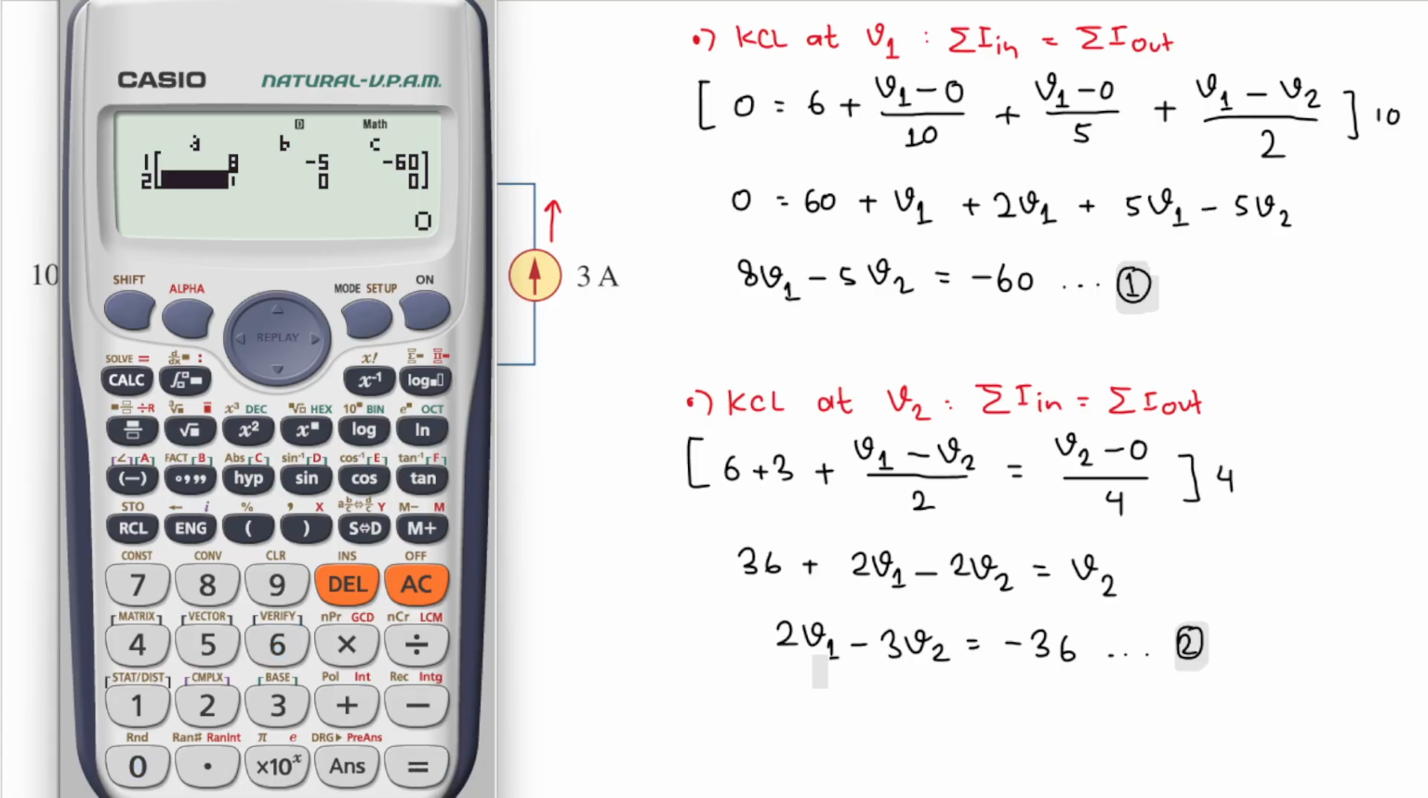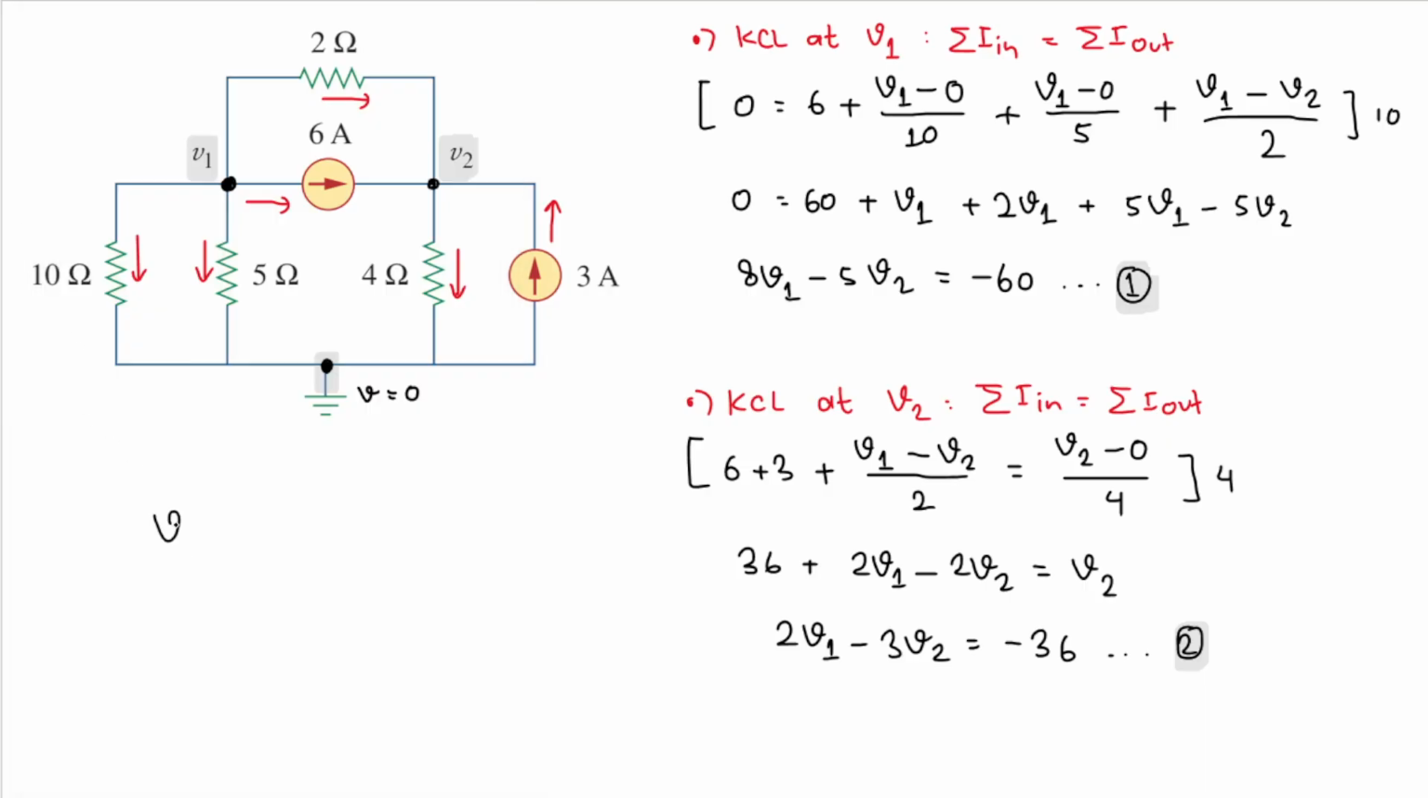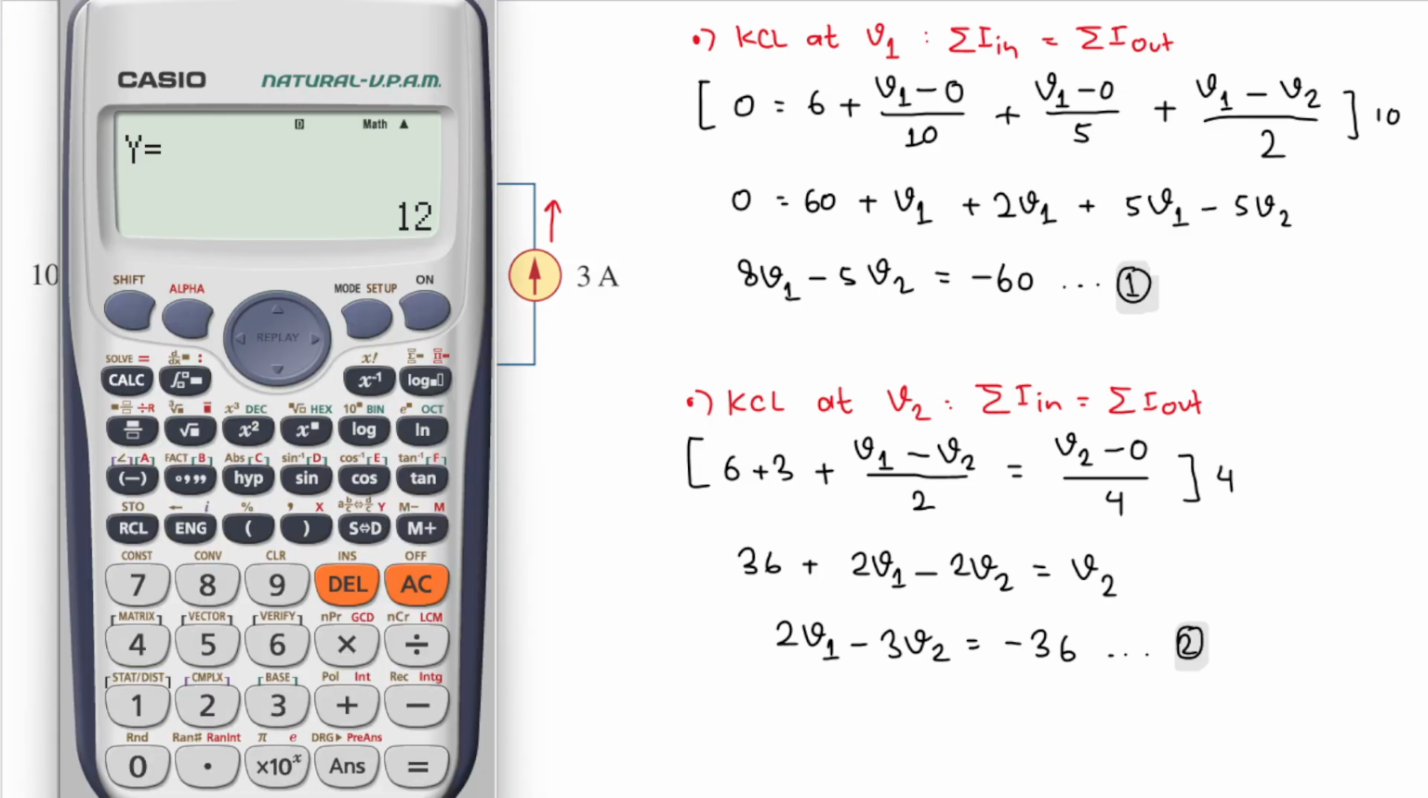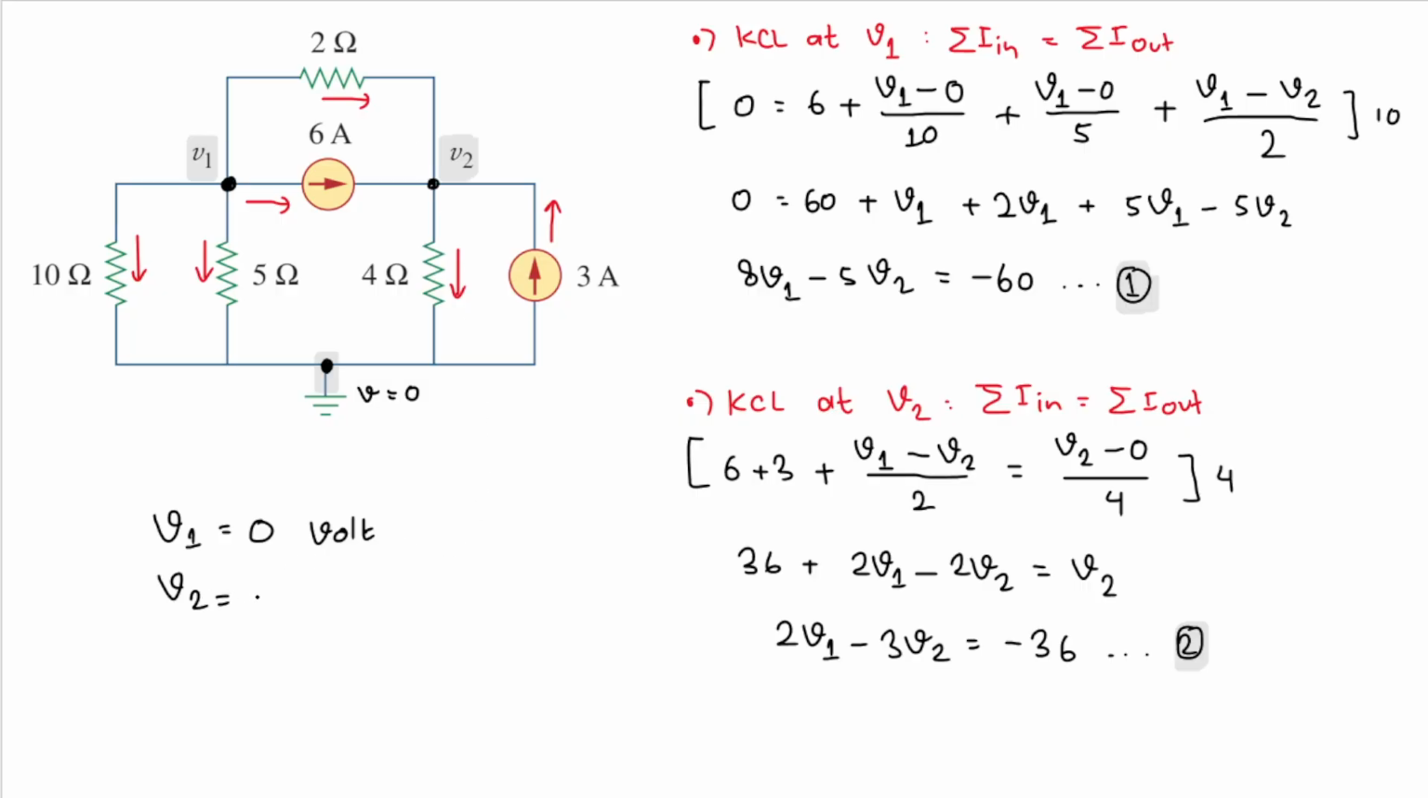And then we will have 2V1 here. So I will have 2. And then minus 3. And then minus 36. And from here, we can have our V1 here, which is 0. So I will have V1 here is equal to 0 volt, which is our X value. And then what is our V2? Our V2 is 12 volt. So we'll have 12 volt here.